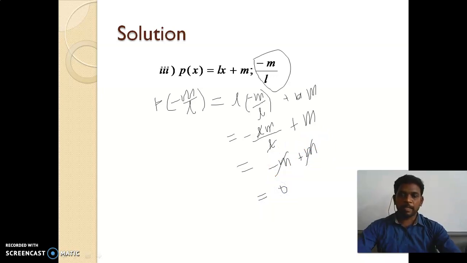Right? So when we substituted minus M by L instead of x, we got 0 as the value of the polynomial. Therefore, what is the conclusion here? Minus M by L is the 0 of this polynomial. Right. Let's go to the next example.